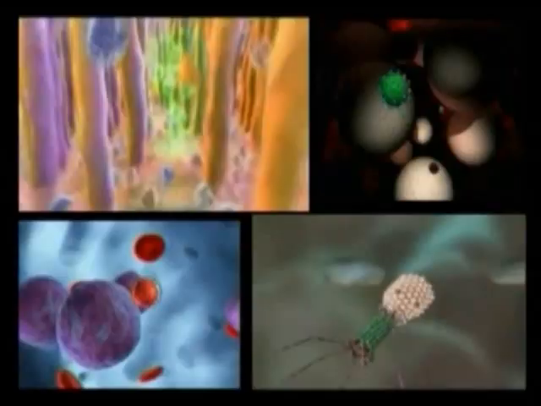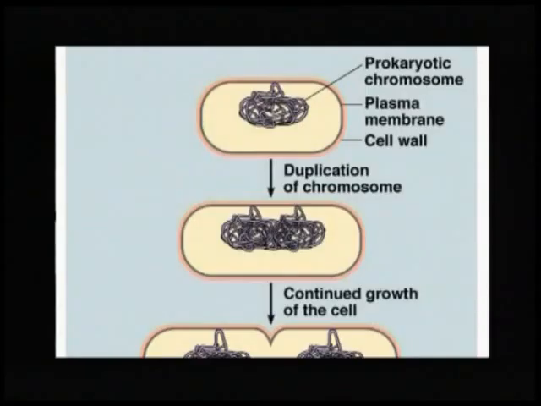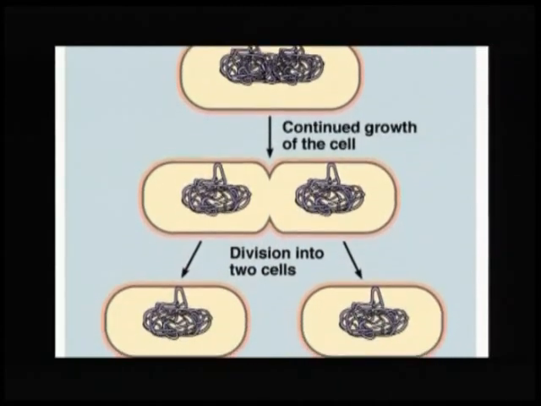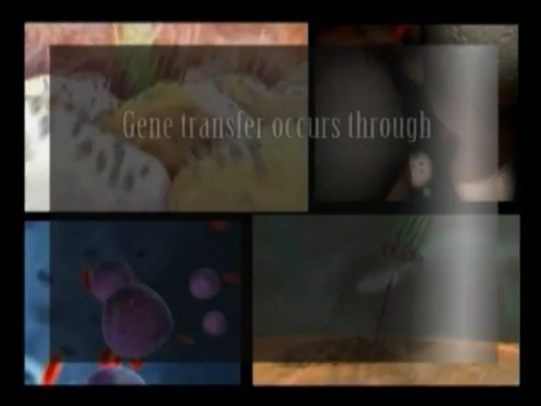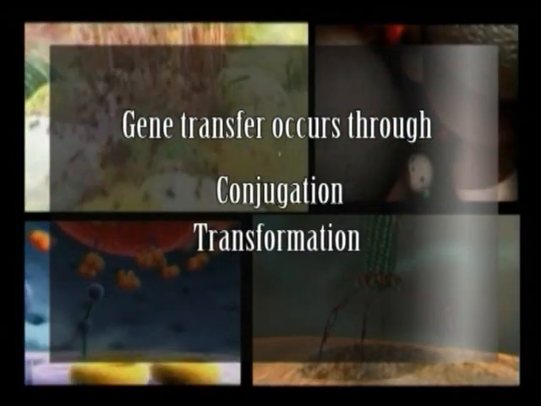Besides the above mentioned groups which we discussed, some bacteria rely on inorganic energy source and organic carbon source, and sometimes carbon dioxide. These bacteria are called mixotrophs as they undertake chemolithotrophic and heterotrophic metabolic processes. Beggiatoa is a common example of mixotrophs. Bacteria generally reproduce by binary fission, as true sexual reproduction is absent in them. However, gene transfer occurs through conjugation, transformation, and transduction.